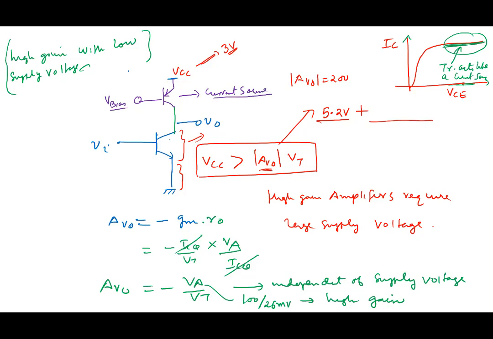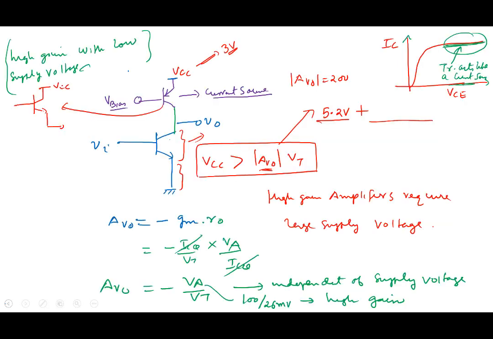Now, if you're wondering why we didn't put an NPN, if I had put an NPN here, the NPN would have looked like this. We would have put something like this here. And note that this is the output node here. If I put an NPN, this would have been the output node, this would have been connected to VCC. And we have seen that when you build the circuit, when you look into the emitter, you see a resistance which is r pi by beta.